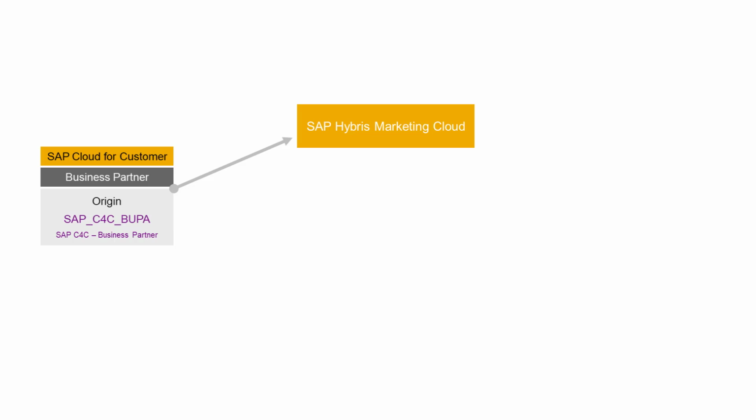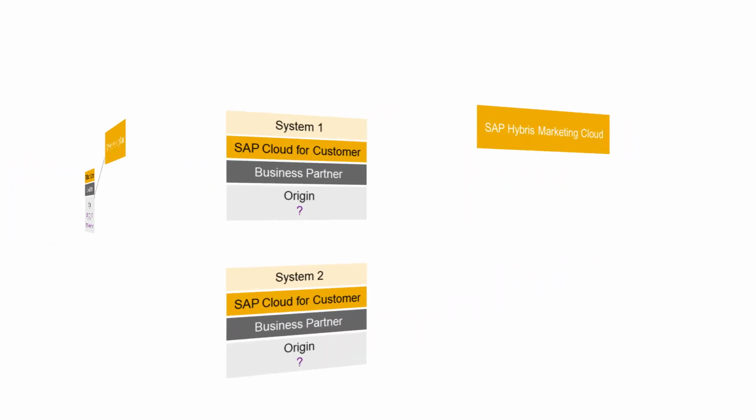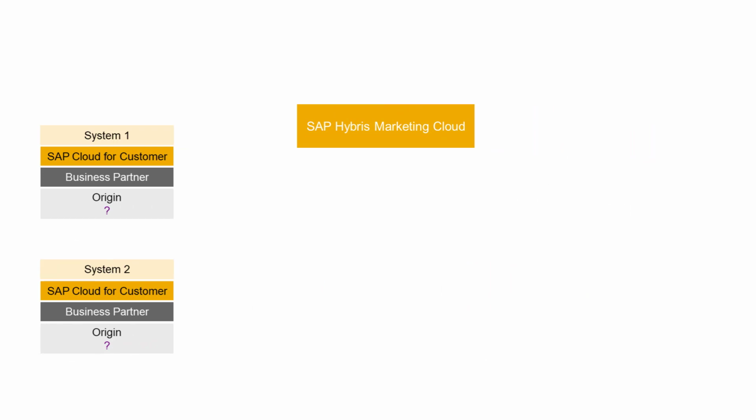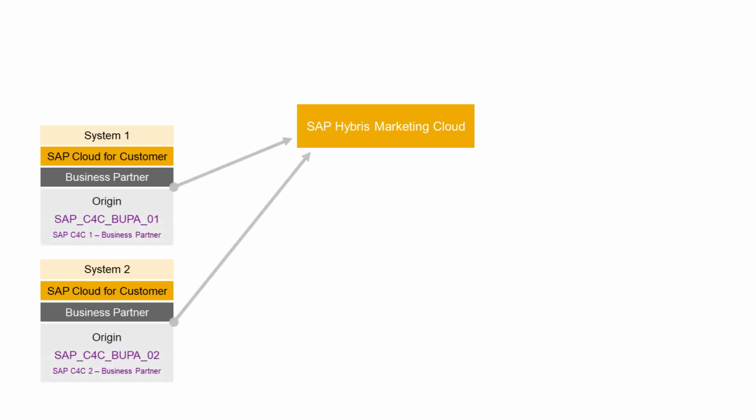Based on the origin in our example, the system can identify the transferred contact data as SAP Cloud for Customer business partners. Let's assume you have two SAP Cloud for Customer systems. Can we use one origin for both sources? No, the data loads would overwrite each other because of ID clashes. You have to have one origin per data source.